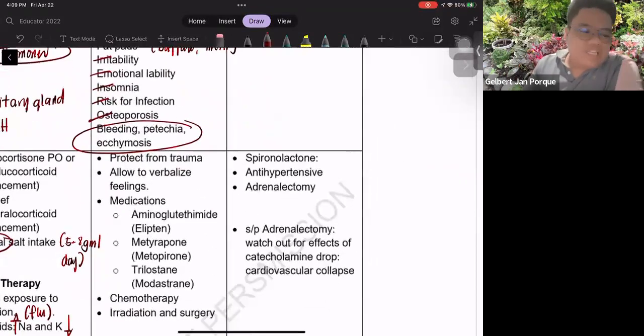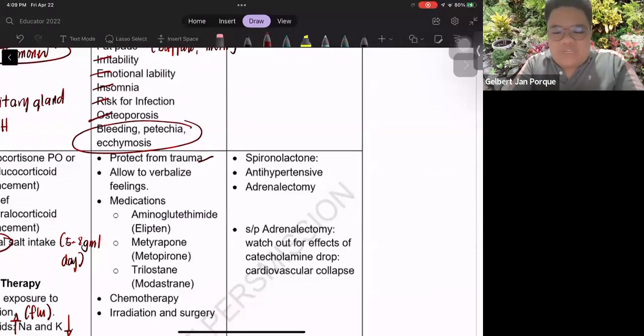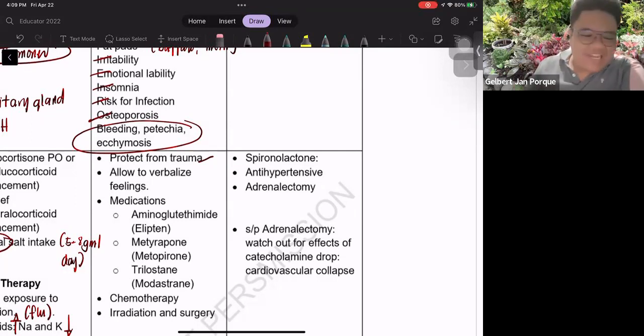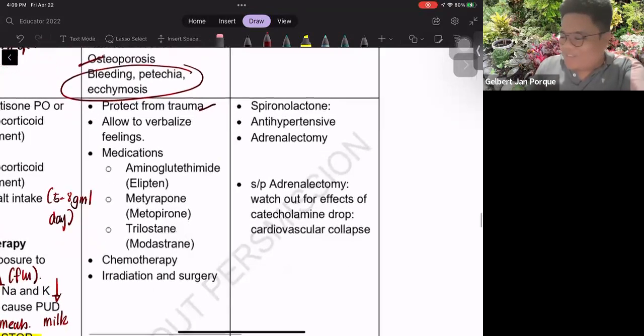Okay? Now, for that reason, what do we do? You need to protect your patient from trauma. Okay? Class, in psych, go back to psych: irritability, emotional lability, insomnia. What do we give to the patient? Plus, you need to allow verbalization of feelings. Okay? I hope you still get psych duty so you can experience handling an actual psych patient.